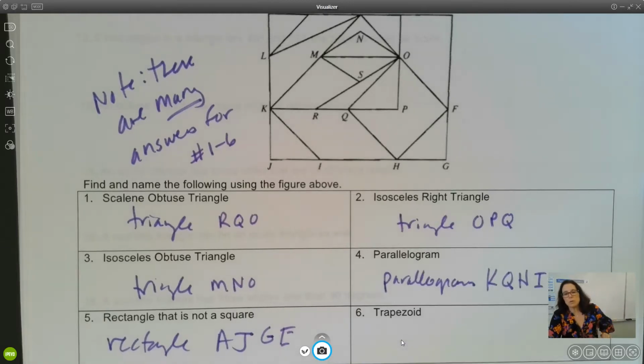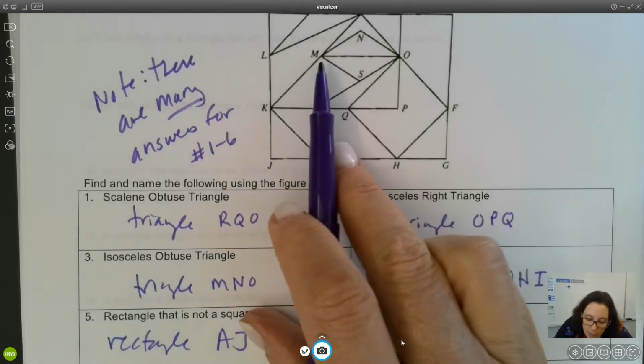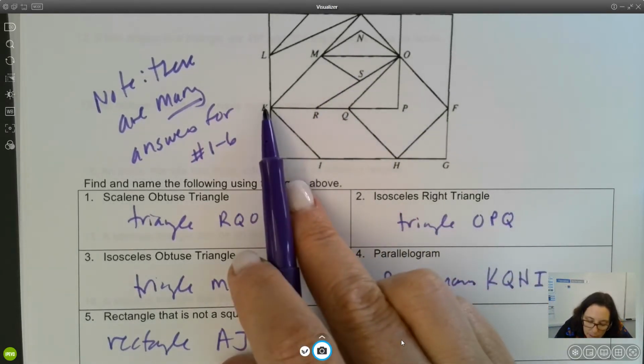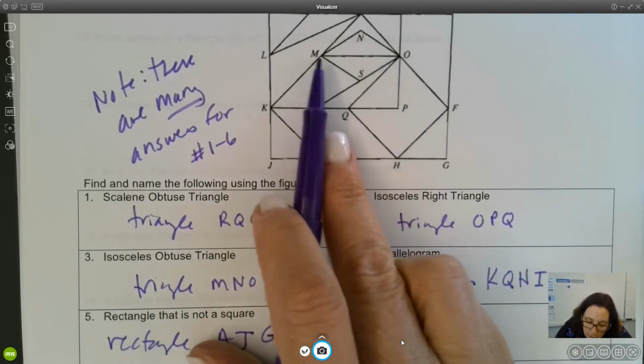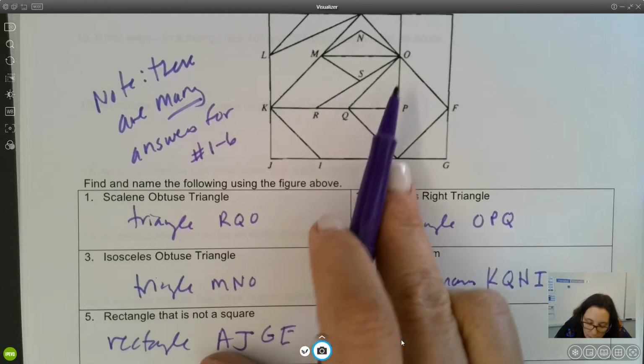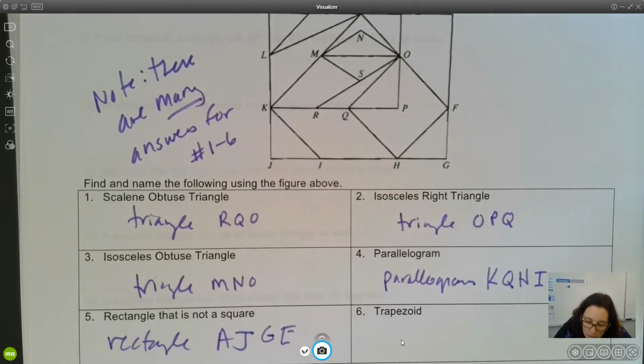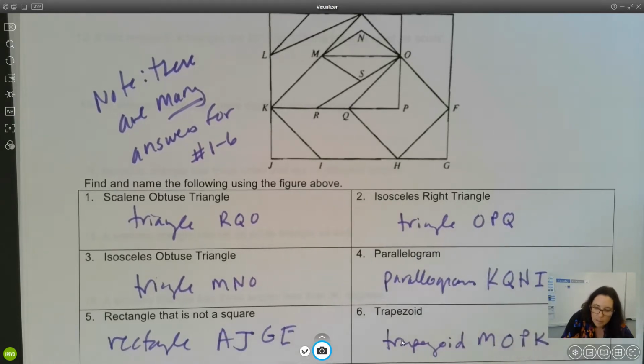Trapezoid. A trapezoid is a four-sided figure that has exactly one pair of parallel sides. So I see one right here. MOPK. MO is parallel to KP. Those are parallel. And then the other two sides are connecting those parallel lines. So trapezoid, M-O-P-K. And again, there are many. Those were just one example of each.